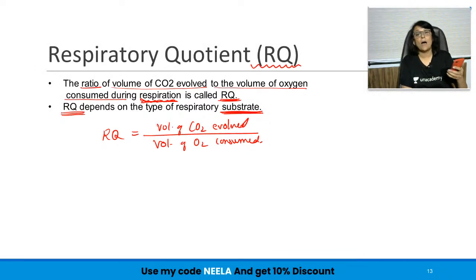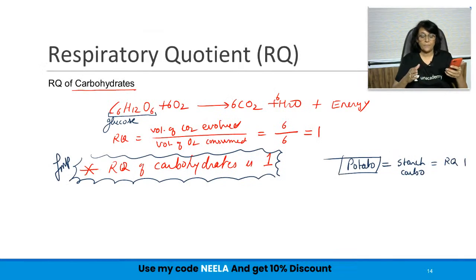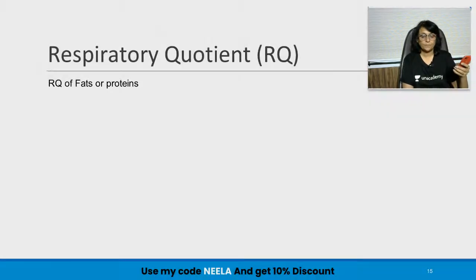Then we came to RQ, respiratory quotient, that is amount of carbon dioxide evolved. It is a ratio to amount of oxygen used up. Simple formula, and it depends on the substrate. What is your substrate? If it is carbohydrate, the RQ is 1. And how do we know? We write the simple equation, and we have to balance the equation. Then only we will get the RQ.